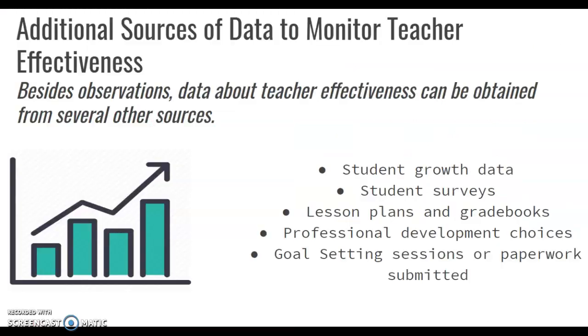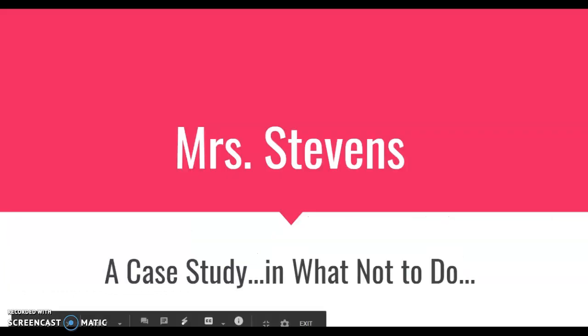And then again, besides just the observations, I think we need to look at lesson plans, student surveys, professional development choices, and teachers' commitment to that, how they implement what they've learned, goal setting sessions and one-on-one meetings, and then most importantly, student growth. So a lot of these items were failed to mention in the case study, and I think this is another key part that led to some of the issue.